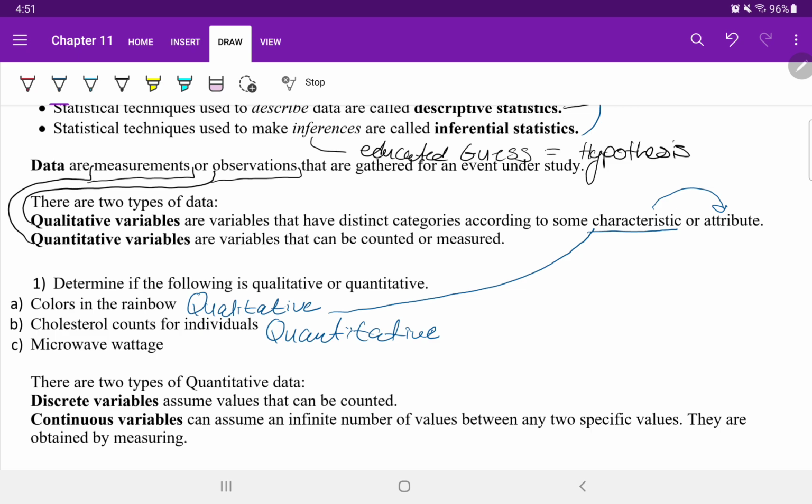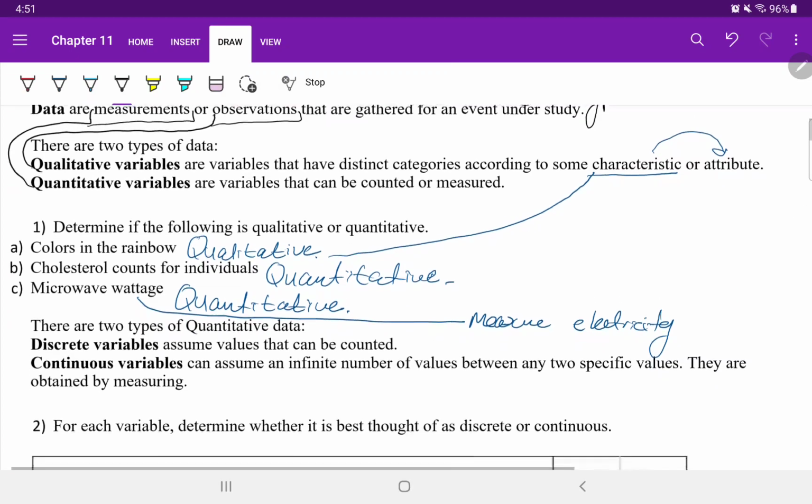I said outage. Microwave wattage. What is a wattage? Wattage is used to measure electricity. And because this is a measurement, that means it is also quantitative. So those are the answers to question number 1. The first one is qualitative. The second and third option is going to be quantitative.